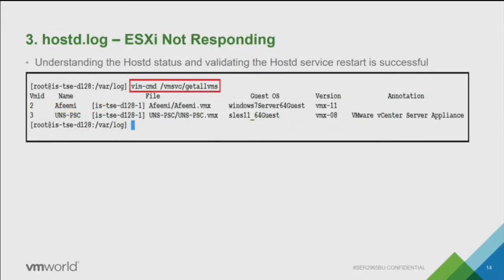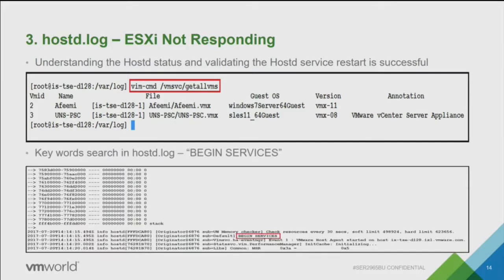So this command is going to read through the hostd. It's going to query the hostd. The hostd is going to query the inventory.xml file and then populate the output for you. Now, if this command fails, that is one option to understand that the hostd is not started. The output should show you all the VMs that are registered on that particular host.